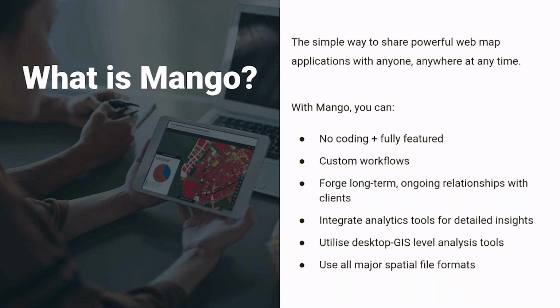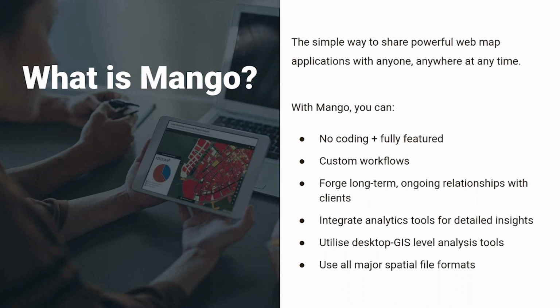With Mango, the administrator can push new changes to the map or publish new maps 24 hours a day. As soon as the map is published, you can share that map out to end users or stakeholders by email or across social networks or any other communication channels that you have. So what are some of the standout features of Mango?